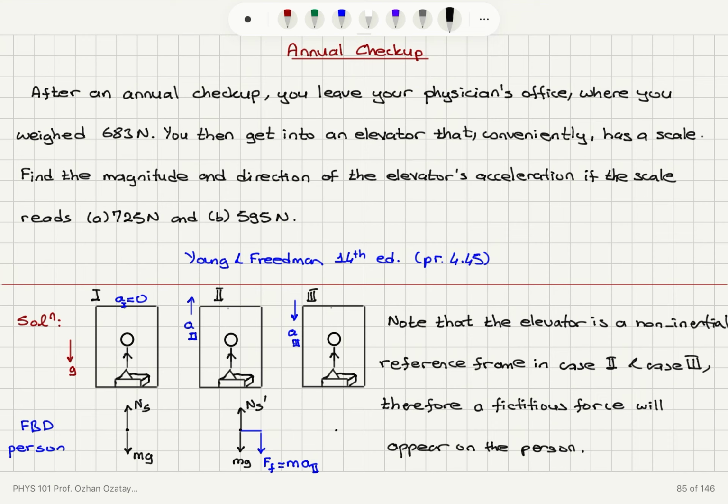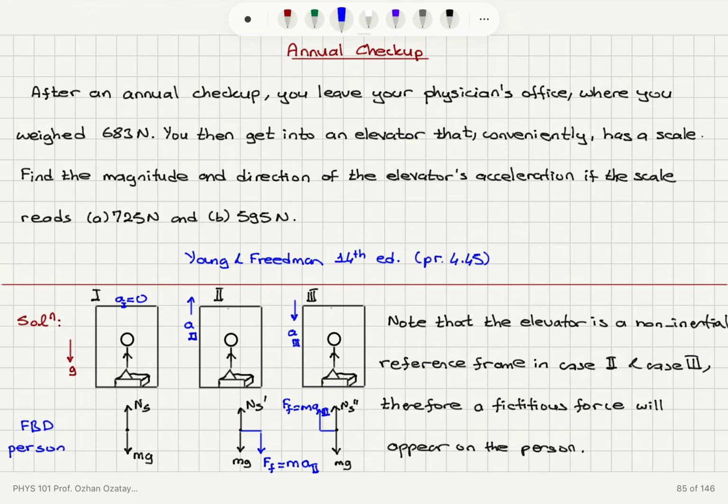And in the third case, we have the weight of the person again pointing down, mg. The scale will have a reading, the normal force, Ns double prime, because in this situation the elevator is accelerating downward, the fictitious force will appear upward. So the fictitious force, that's going to be equal to mass times acceleration in the third situation, will be pointing upward.